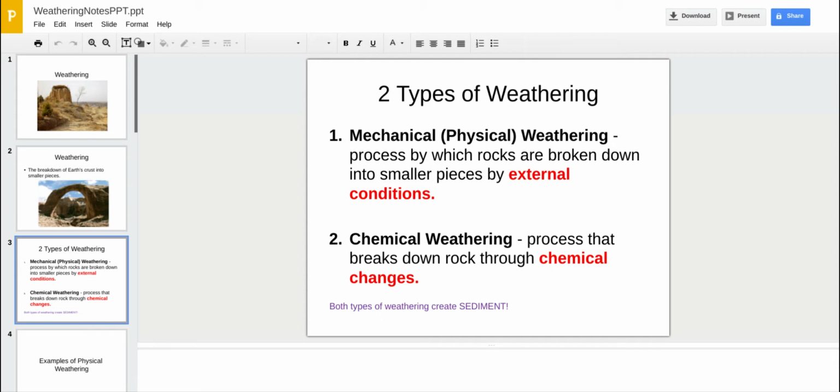1. Mechanical or physical weathering: the process by which rocks are broken down into smaller pieces by external conditions. That means outside forces. 2. Chemical weathering: the process that breaks down rock through chemical changes. Both types of weathering create sediment.